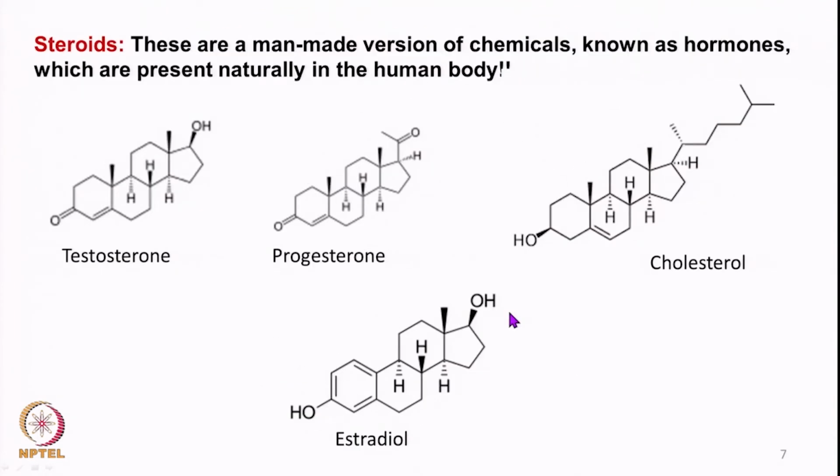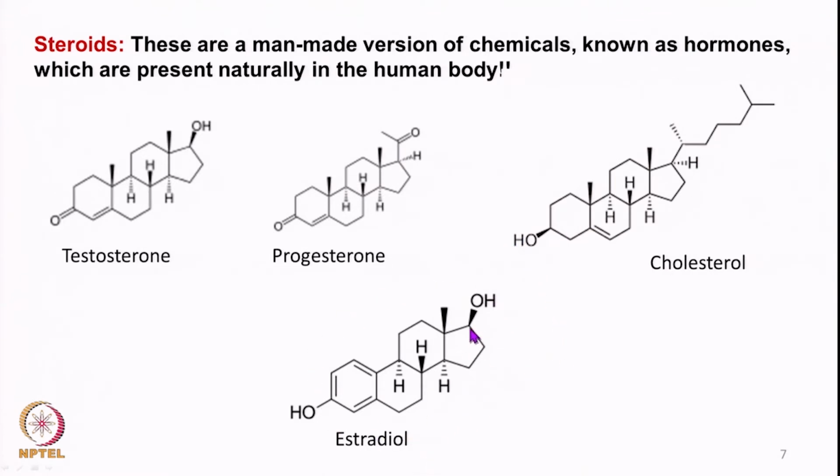Now, there are steroids. These are man-made versions of chemicals known as hormones, which are present naturally in our body. The hormones which are present in our body play a very important role. For example, testosterone has a structure like this, which is a male sex hormone. Then we have this progesterone, which is a female sex hormone. Then we have cholesterol, which is structurally quite similar, as you can see, and we know that cholesterol is bad for health if it is in large quantity, but is required for the body because then these hormones are actually biosynthesized.